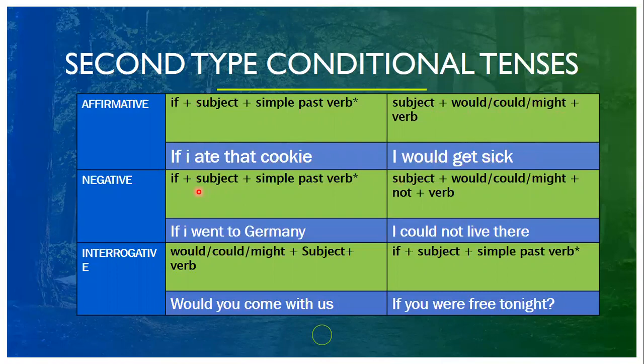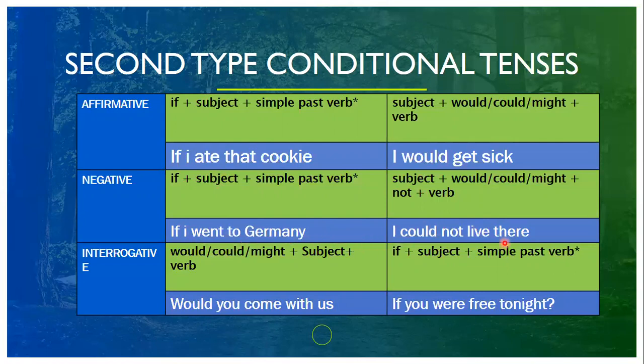Then we have the negative form that follows exactly the same pattern. What's the only difference? That you include a not over here, okay? That's the only difference, that a not is included. You have if, you have the subject that is I, you have the simple past verb that is went, the past form of go, the complement, and in the main clause you have the subject, the modal verb, you have the word not, remember that is the only element that we add, and we have the verb. So you can say, if I went to Germany, I could not live there.